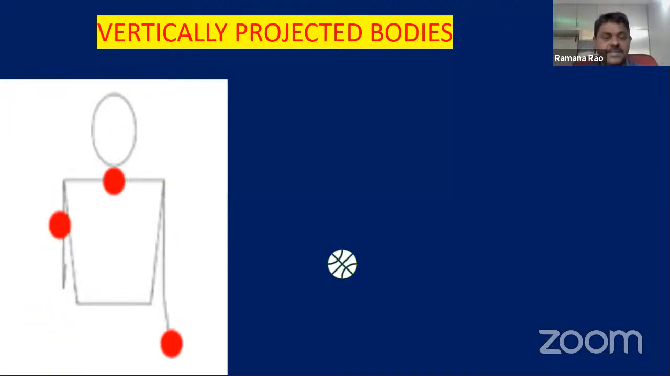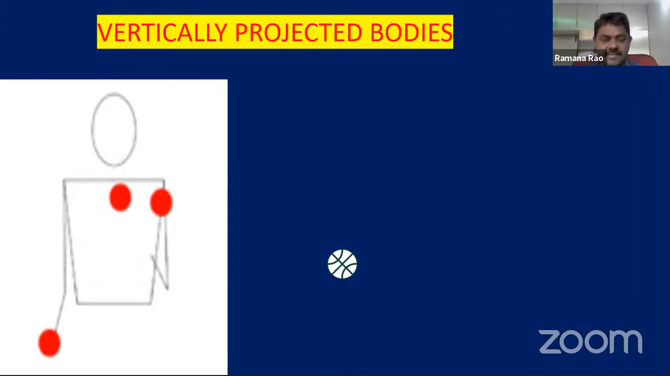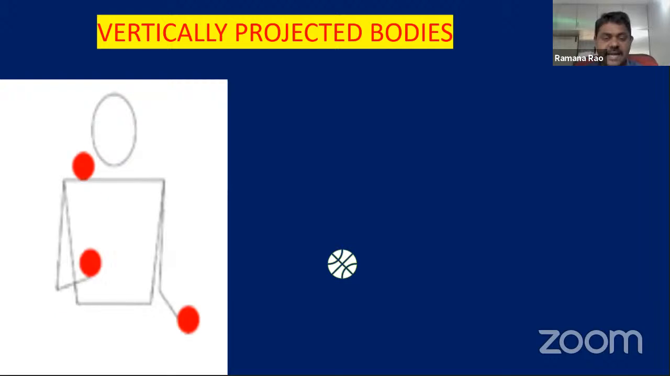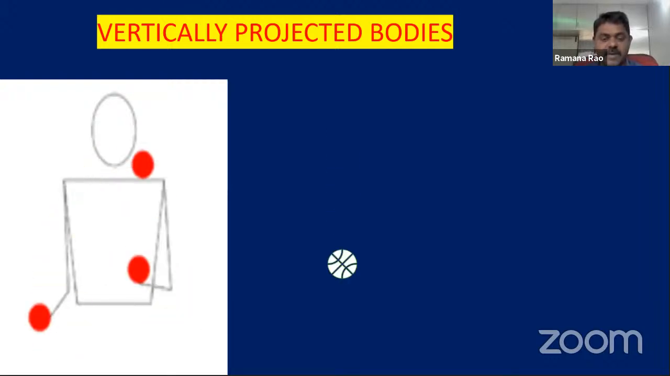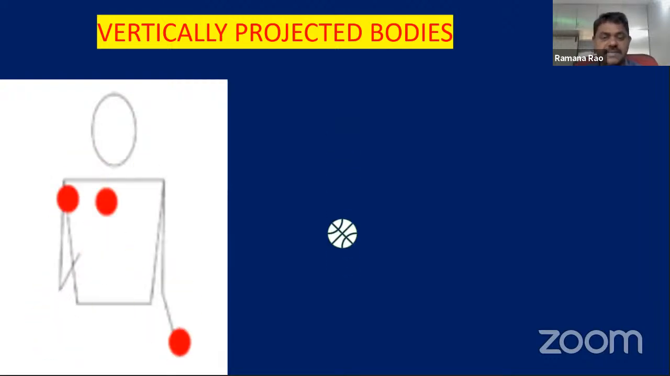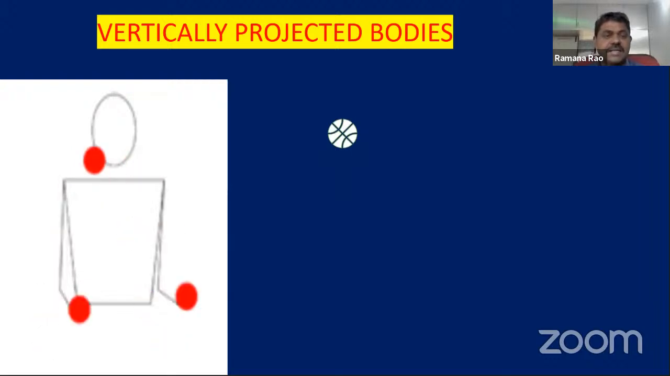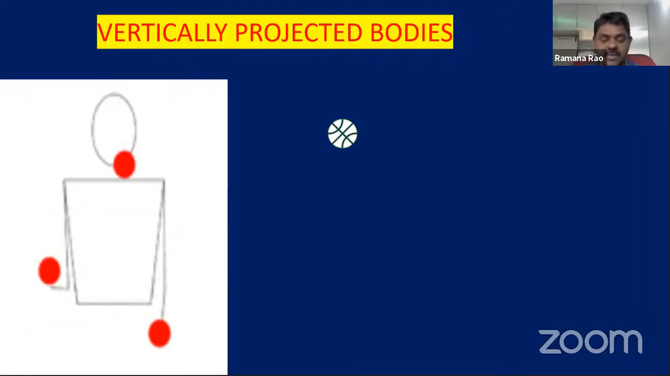Next, vertically projected bodies. Vertically projected bodies means, in this diagram you can see a juggler throwing the balls in upward direction from his hand. So the body is moving vertically up, and you can see another ball is thrown upwards. This is also moving in vertically upward direction. These are the examples for vertically projected bodies. If you project a body vertically upwards, this is how the bodies are going to move.